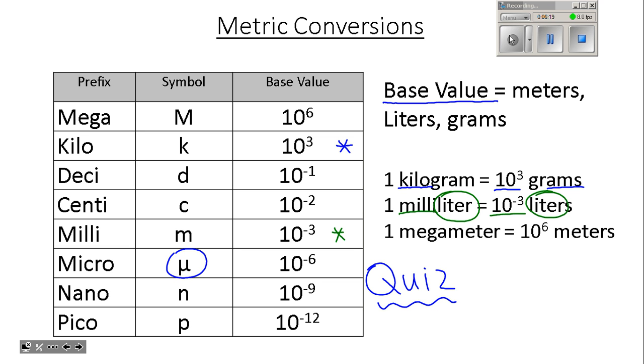1 megameter, again, same principle. If we look at mega, mega is 10 to the 6th power. So again, we have our 10 to the 6th power here. So the base unit is always going to be some power of 10 that we have to get to.